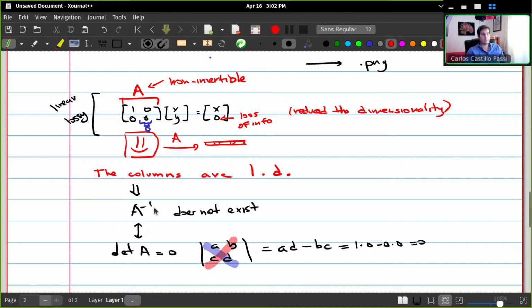The inverse of the matrix can be written as some operation that I will not talk about, divided by the determinant. And if the determinant is 0, this expression does not make sense. So everyone said something that was kind of true, but the main reason is that the columns are linearly dependent. And by definition, the column 0 is linearly dependent.